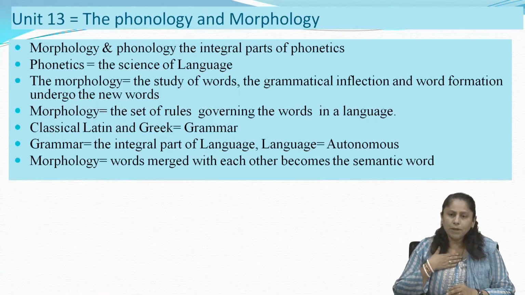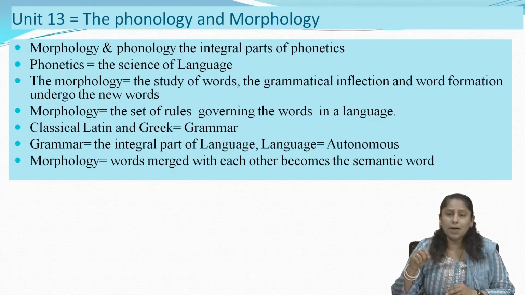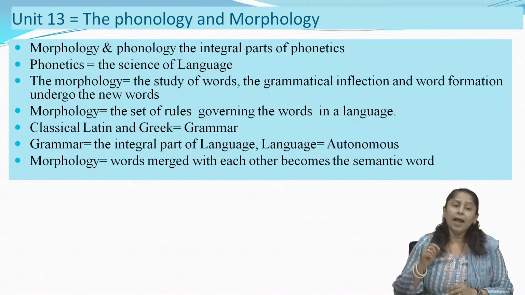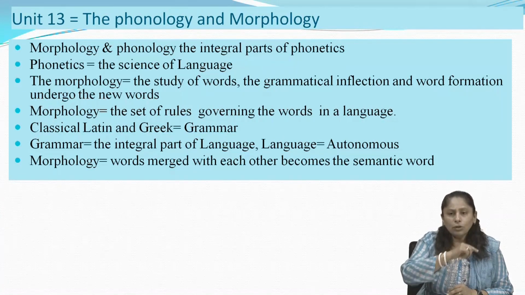As for example, I speak in Indian English language, but the person who stays in United States of America, he or she may be speaking with American accent. The person who lives in UK, in England, she might be speaking with British accents. So language is an autonomous part, language is an individual thing, and grammar is the integral part of language. As language differs, the grammar also differs. As language differs, the morphology also differs, and in the same way the phonology also differs.